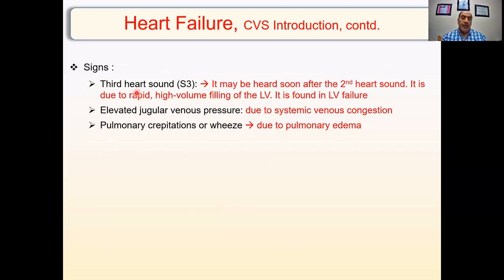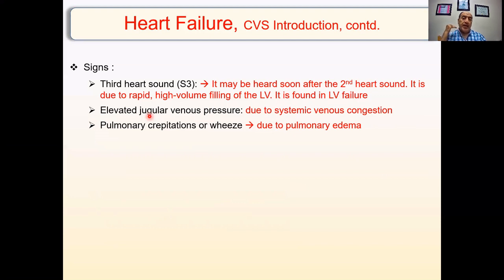Signs. We know the two heart sounds, the first and second heart sound. These are the normal heart sounds that result from closure of the mitral and tricuspid valves, and then the second one is due to closure of the pulmonary and aortic valves. However, in the patient with heart failure, there is a third heart sound. This is due to the rapid high volume filling of the left ventricle. It's found in left ventricular heart failure.